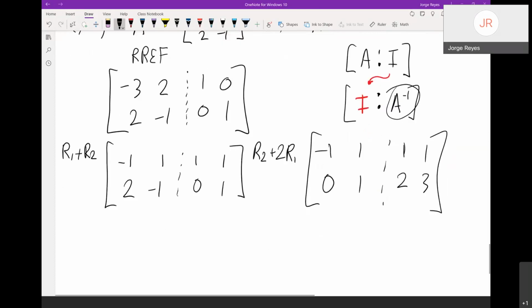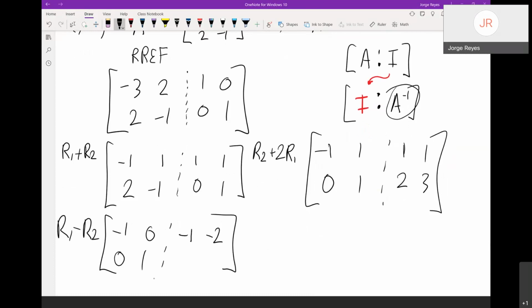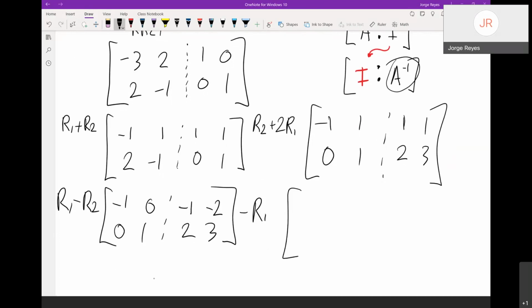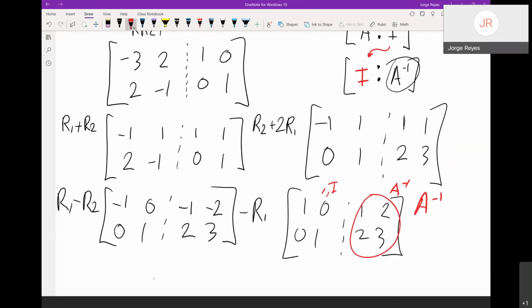Then I'm going to do row 1 minus row 2. So negative 1, 0, 0, negative 1. So I'm subtracting, so I'm going to get negative 1 and negative 2. And then obviously negative row 1. So 1, 0, 0, 1, 1, 2, 2, 3. And so I'm done, right? This is the identity. So that means this thing is A inverse. A inverse equals 1, 2, 2, 3.